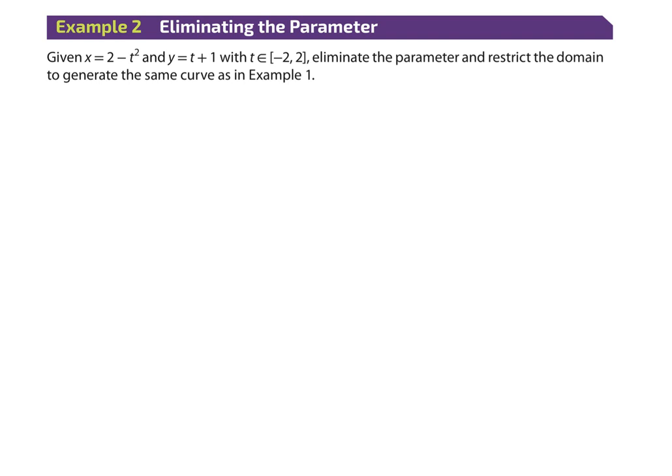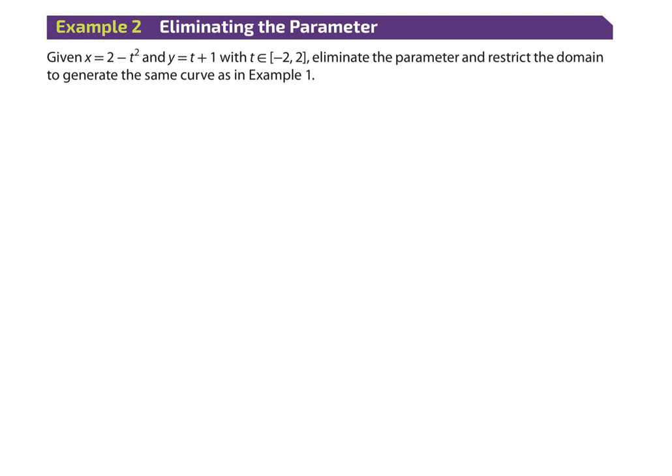So if I look at this first one, I have x equals 2 minus t squared, and y equals t plus 1. And then t is an element of -2 to 2 inclusive. Eliminate the parameter and restrict the domain to generate the same curve as in example 1. So this was the same example that we had before, but instead of using my -2 to 2 and just plugging them in, I am actually going to eliminate my t altogether. When you do this, you want to do the easiest one to eliminate.